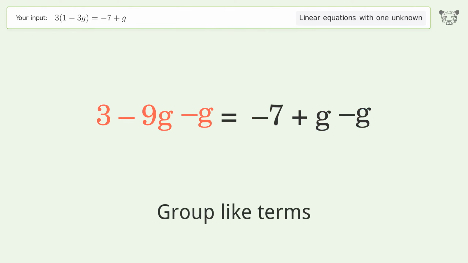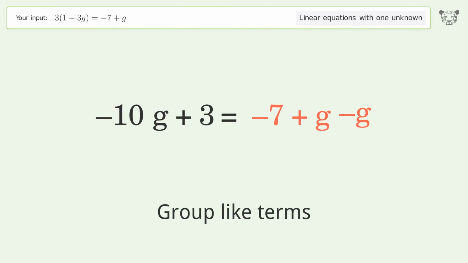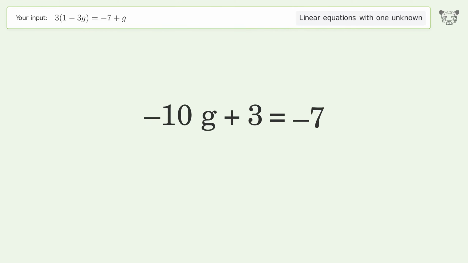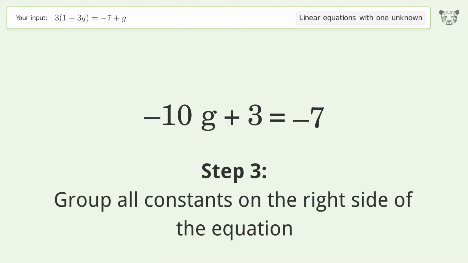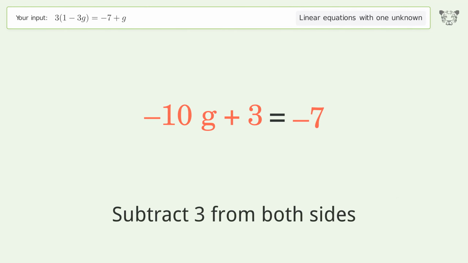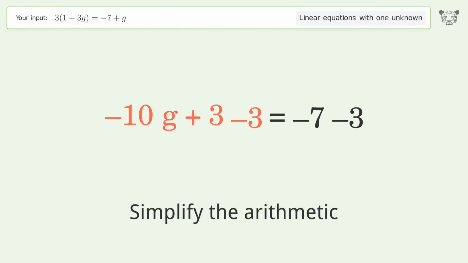Group like terms. Simplify the arithmetic. Group like terms. Simplify the arithmetic. Group all constants on the right side of the equation. Subtract 3 from both sides. Simplify the arithmetic.